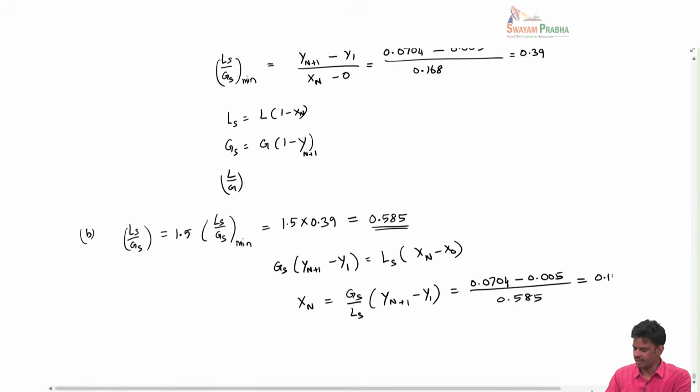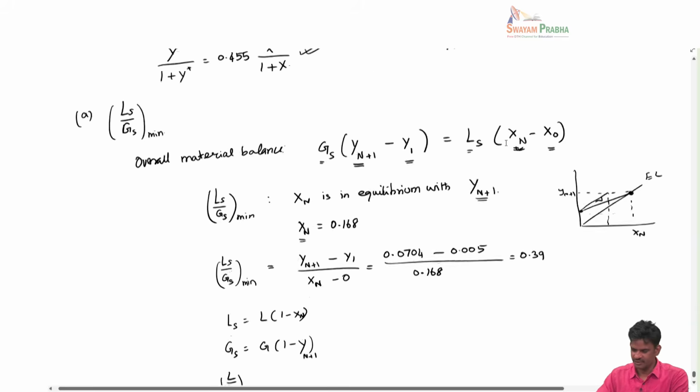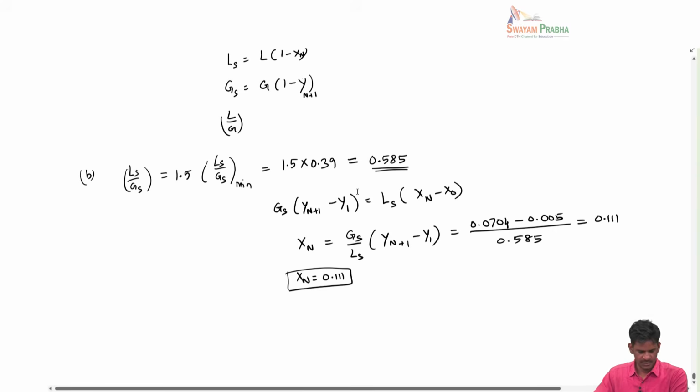you'll get something like 0.11. So I can go back to this figure and then mark this value here as 0.111. Okay, so what's the question here?